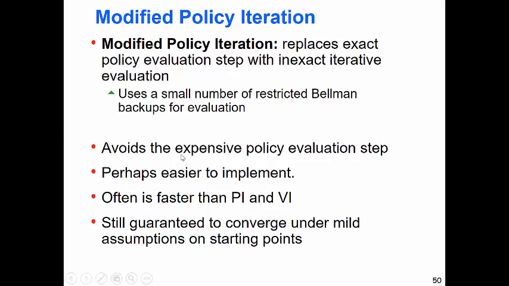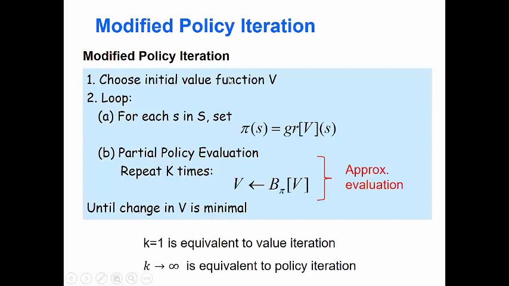And yeah, basically, this is a lot easier to implement to some degree because you don't have to set up the equations, and it's often faster than either one of these, which is interesting. In other words, policy iteration may be doing too much work. It's not necessary to fully evaluate the policy exactly to get something that you could improve and make some progress. So this algorithm is still guaranteed to converge under some pretty mild conditions.